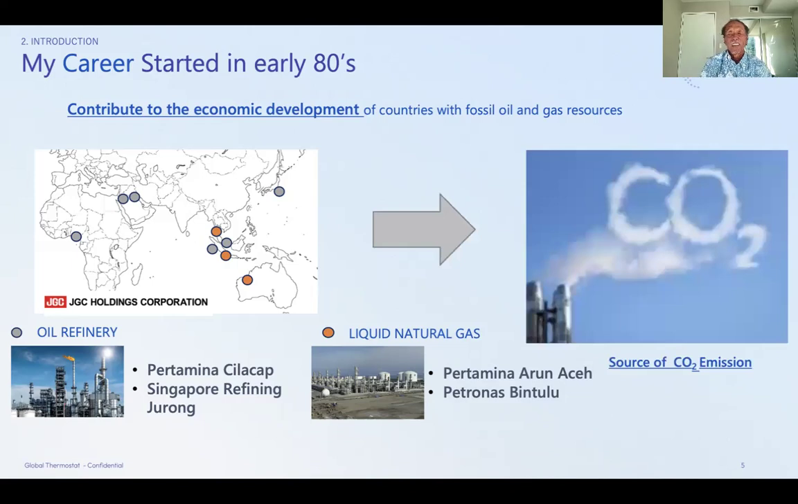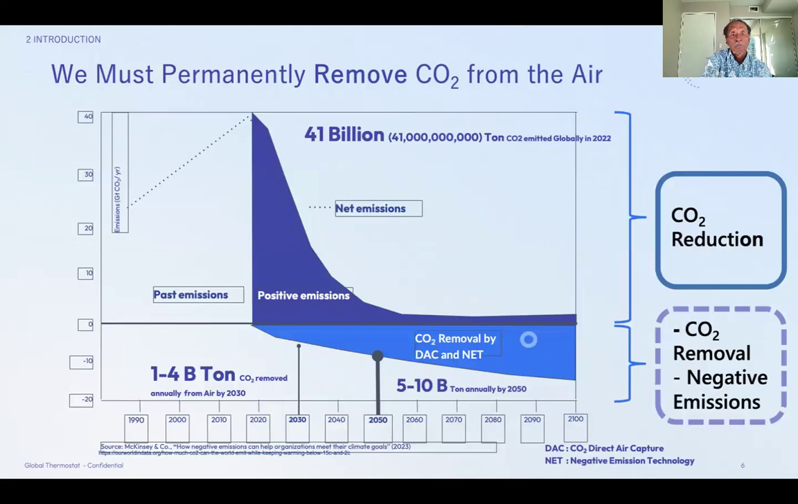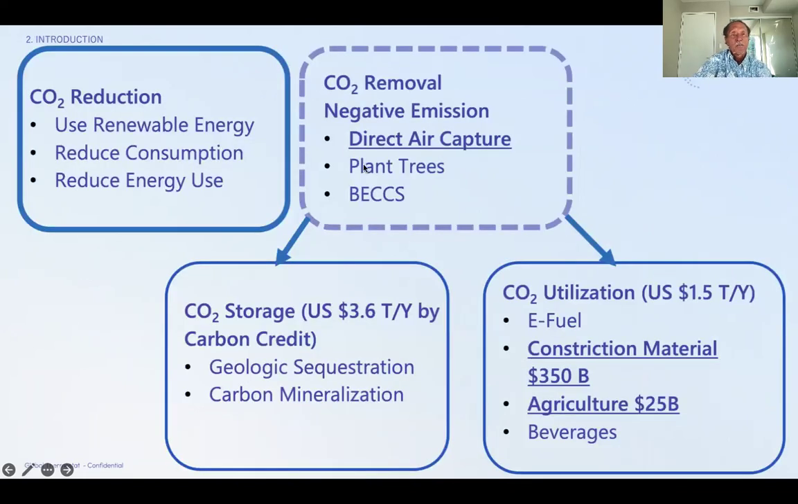But after 40 years, I realized the plants I participated in were a source of CO2 emissions, which is also causing climate change. As you may know, we have to remove the CO2 permanently from the air. There are two types of approach. One is CO2 reduction. Currently, 41 billion tons of CO2 are being emitted, and this has to be reduced. But in the meantime, we have to remove the CO2 already accumulated over the last 100 years. So my research is focused on CO2 removal, meaning negative emissions. In summary, CO2 reduction is needed, and CO2 removal is what I'm focusing on.